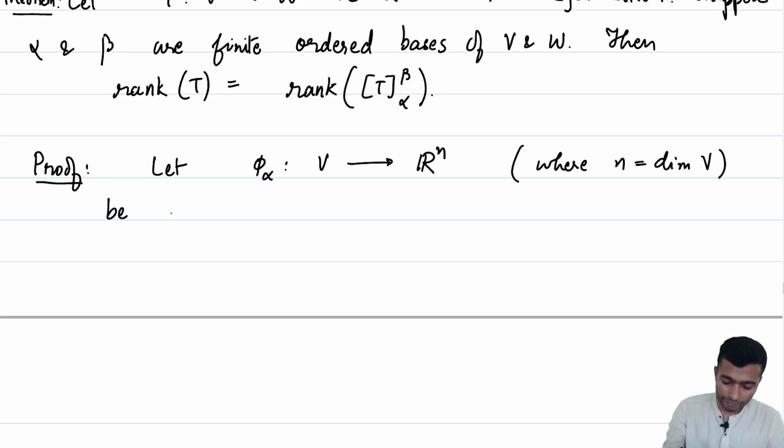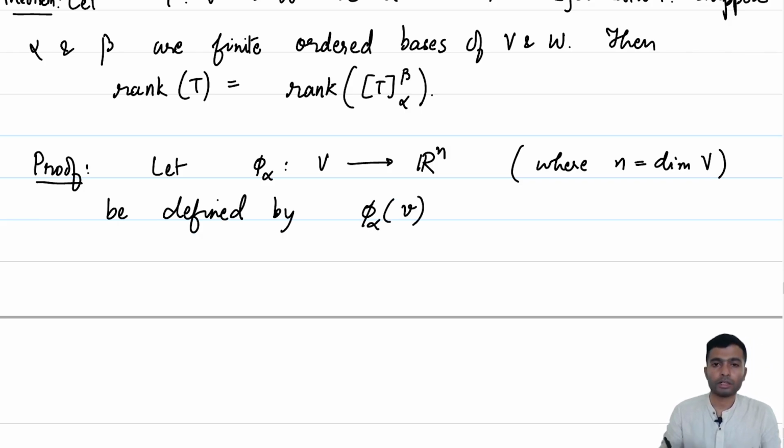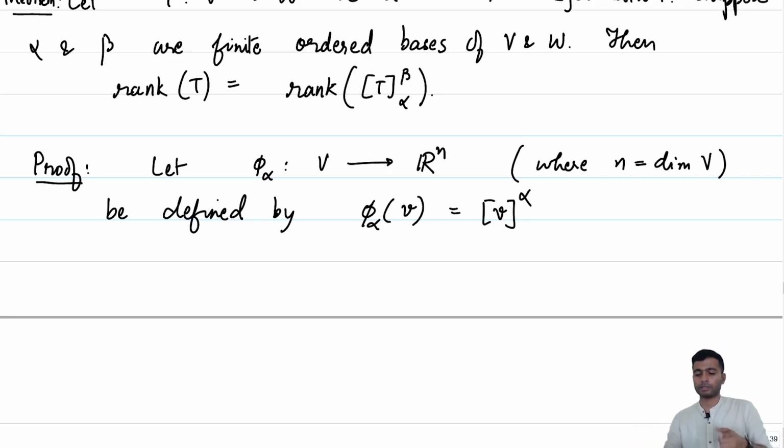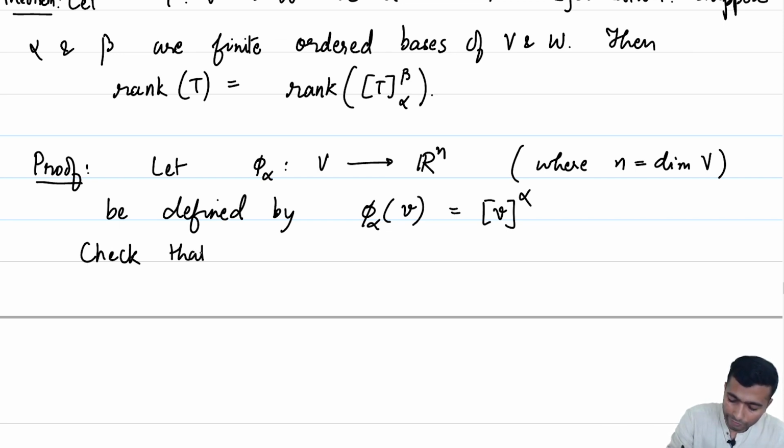We have not defined this map, so let us define it. Phi alpha of a vector V is the column representation with respect to alpha. Notice that this is an n-column, which can be thought of as an element in Rn, and I will leave it to you as an exercise to check that phi alpha is a linear transformation.